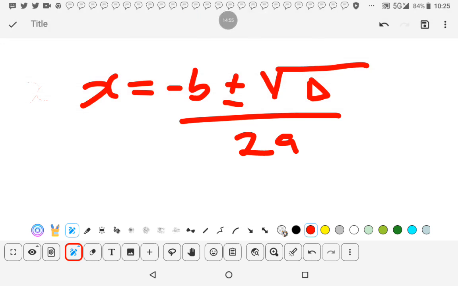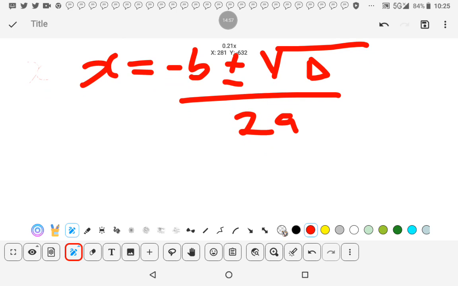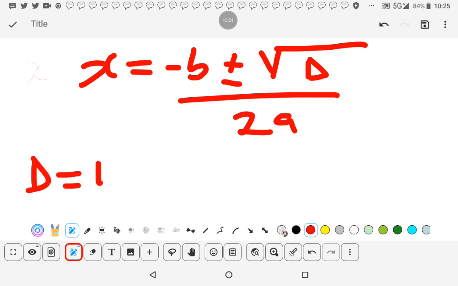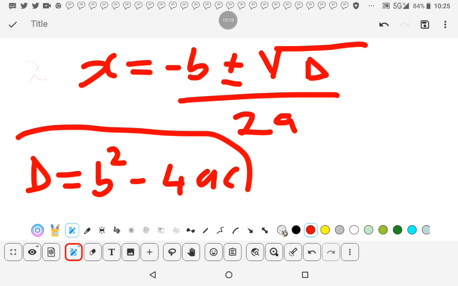So, and you know that d is the same thing as d is equal to b squared minus 4ac. So you have to put this at the back of your mind, because sometimes you may be asked a question to find the discriminant only.